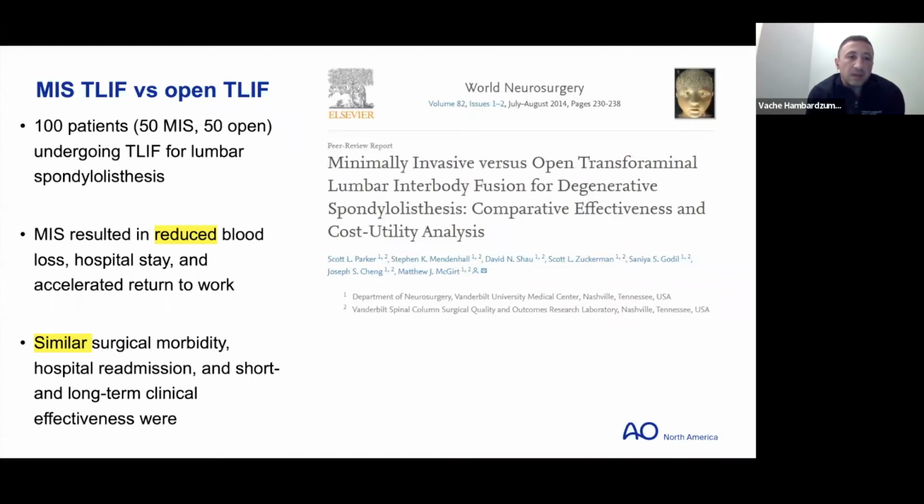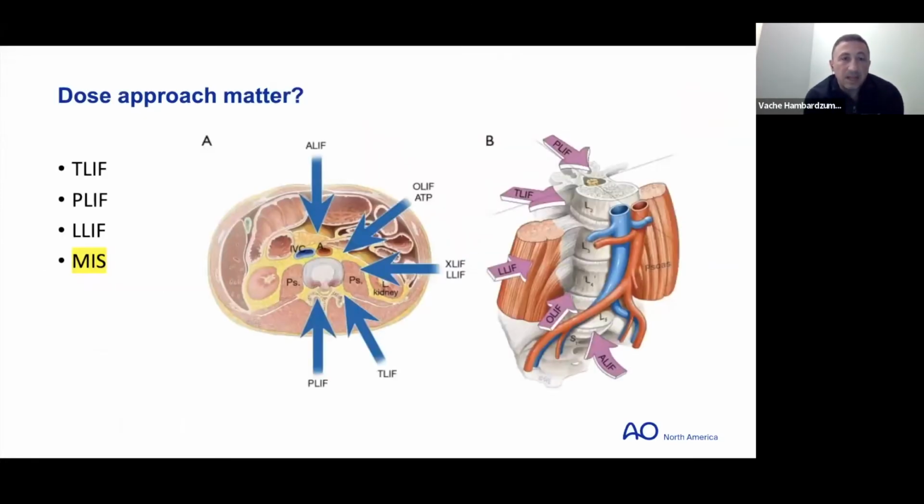Understandably, MIS resulted in reduced blood loss, less hospital stay, and faster return to work. However, they had similar surgical morbidity, hospital readmission, and short and long-term clinical outcomes. Next slide. Does the approach matter?